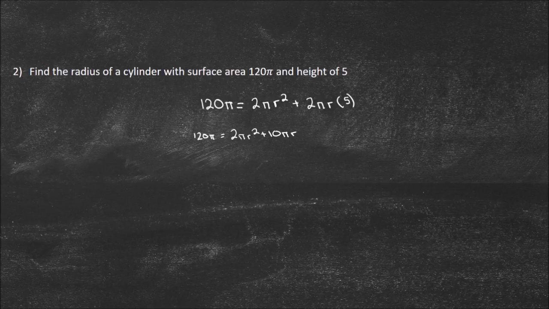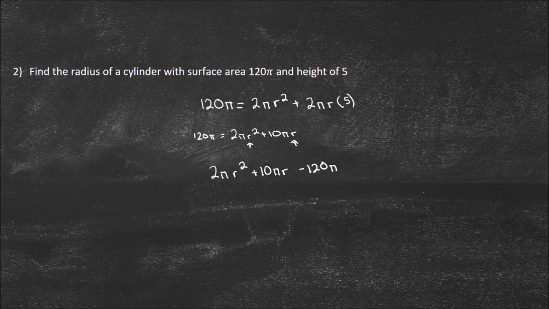But now I'm going to bring the 120. This is a quadratic, right? Because we have r squared, then we have r, and then we have something with no r. So this is a quadratic. We have to use, not necessarily the quadratic formula, but we might have to use it. So I'm going to bring the 120 pi to the other side. So minus 120 pi. And now we try to solve the quadratic.